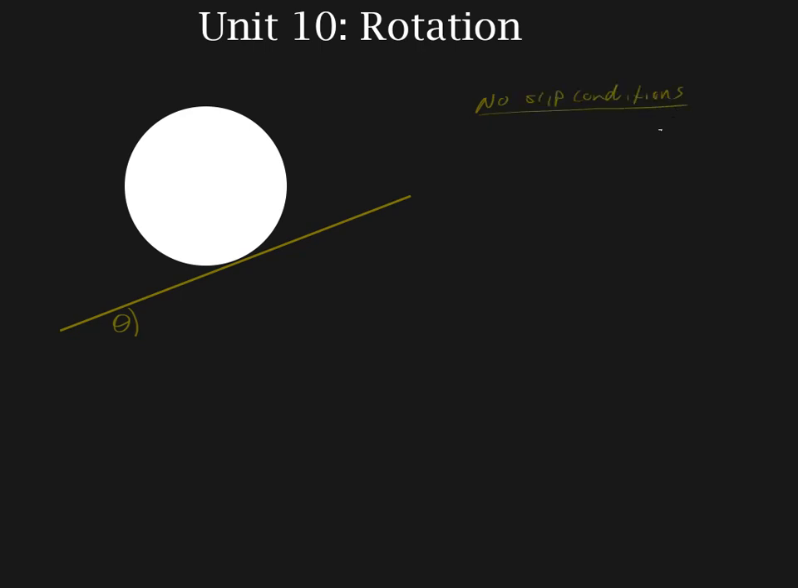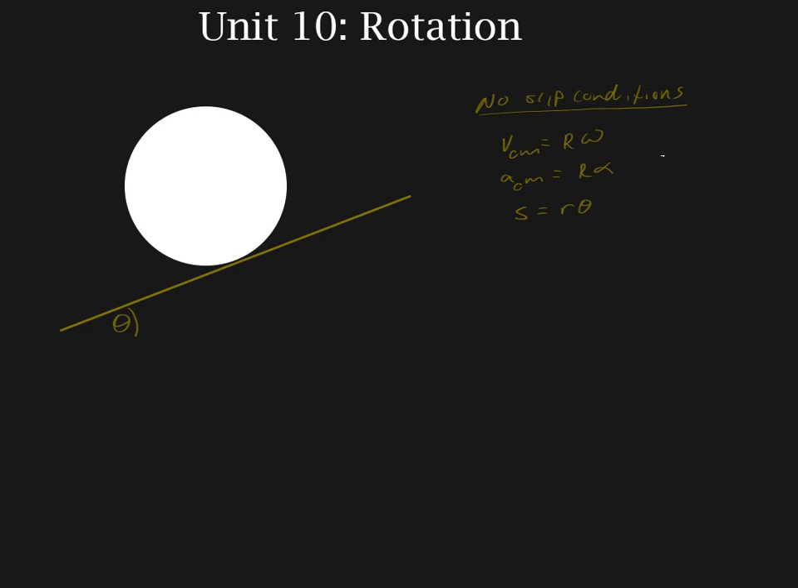If a rolling object is not slipping, we know that VCM is equal to r omega, where r is the radius of the disk or the ball, whatever's rolling. ACM is equal to r alpha, and the distance through which it rolls, d, which is the same thing as the arc length, s, is equal to r theta. So basically we're just looking at the bridge equations here.